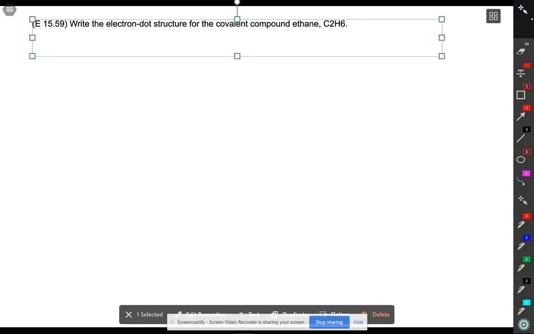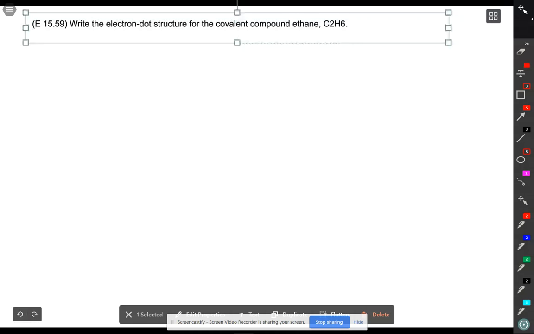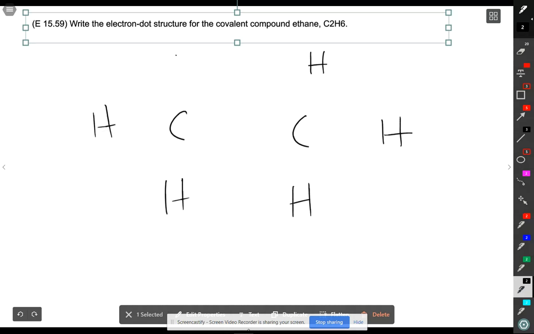Okay, write the electron dot structure. We got it right there. So let's start with, let's get a pen. We have a carbon and a carbon, and then we have hydrogens like that. That's drawing without any dots, right? And then we have to look at what the electron dot structure is. What is the electron dot structure actually doing?